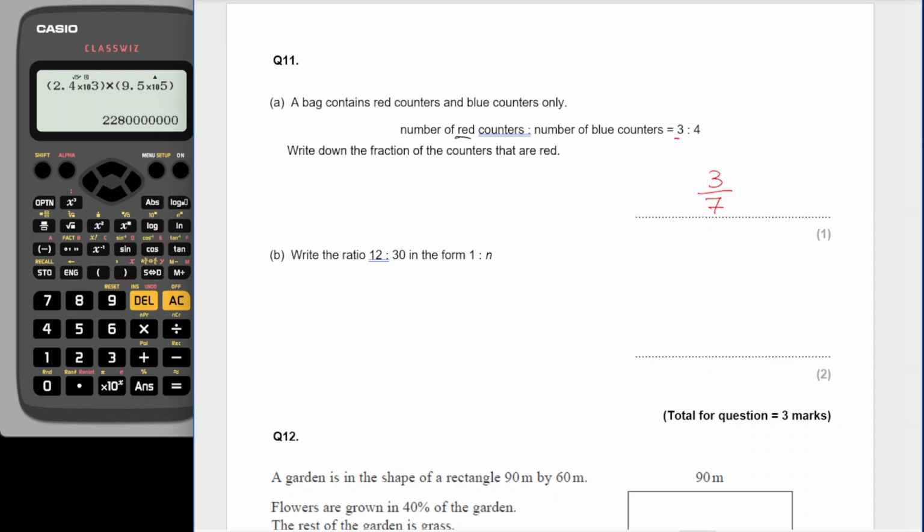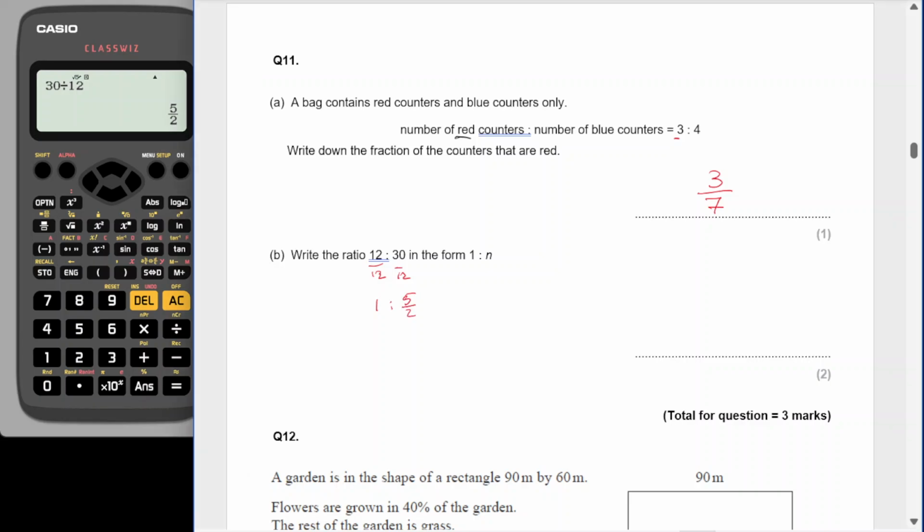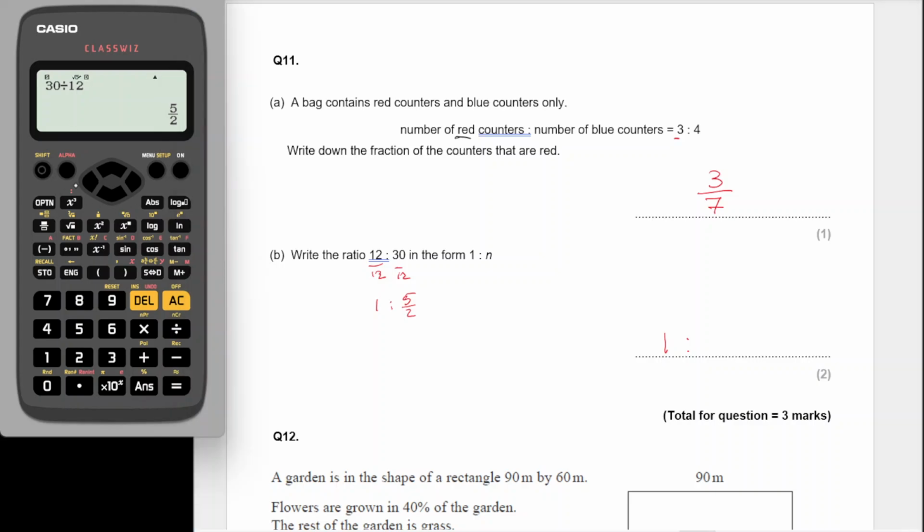Second one, part B, write the ratio 12 to 30 in the form 1 to n. So I need to divide both sides by 12. So it will be 1 to 30 divided by 12, and my calculator will cancel this down for me to 5 over 2, and I'm just going to write that as 1 to, and then give it as an improper fraction 2.5.